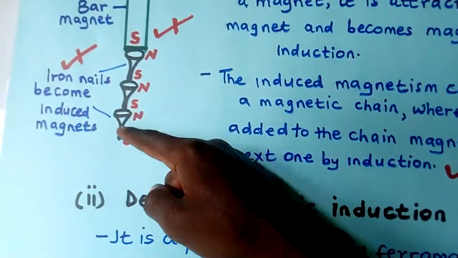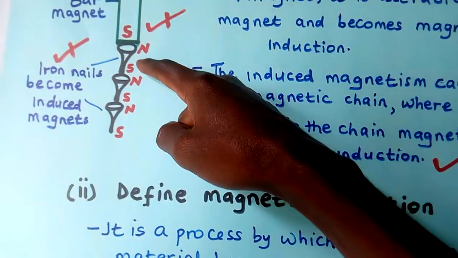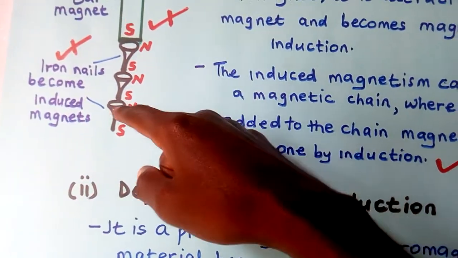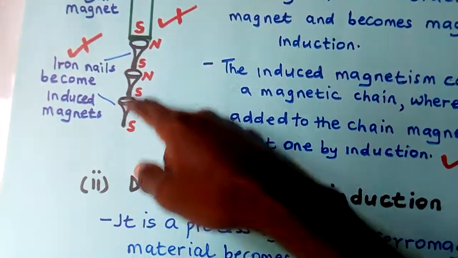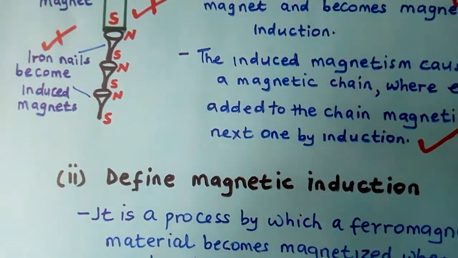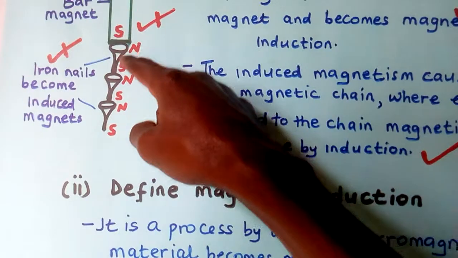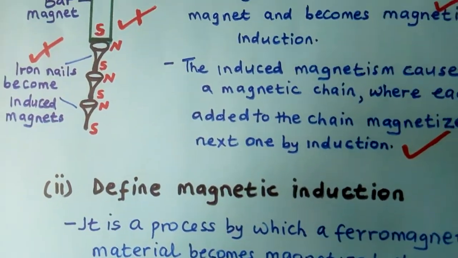So as you bring more nails, the second nail near the first one, it also gets attracted. The third nail near the second one, it also gets what? Attracted. That means all these nails become what? Magnets. So you end up with a chain, and this is what we call a magnetic chain.